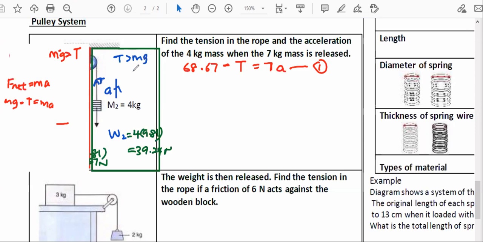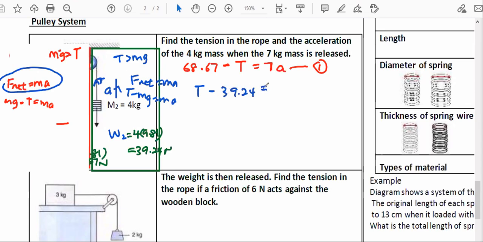So my equation is also the same thing. I always start with F net equals ma. But in this case, what is my F net? I will use the bigger one minus the smaller one. Understand? So you cannot use mg minus T, then it will be wrong. It will be T minus mg equals ma. Clear? So in this case, T is unknown, minus mg, 39.24, equals what?